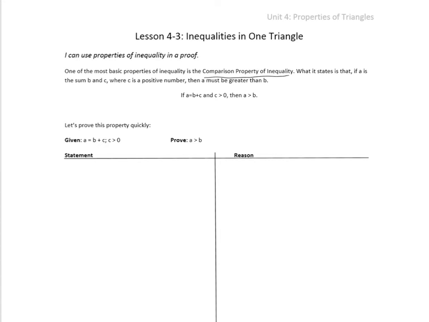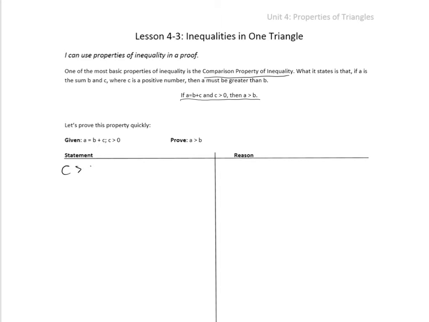property of inequality. And what it says is that if A equals B plus C and C is positive, then A must be greater than B, always. And we're going to prove it just really quickly.